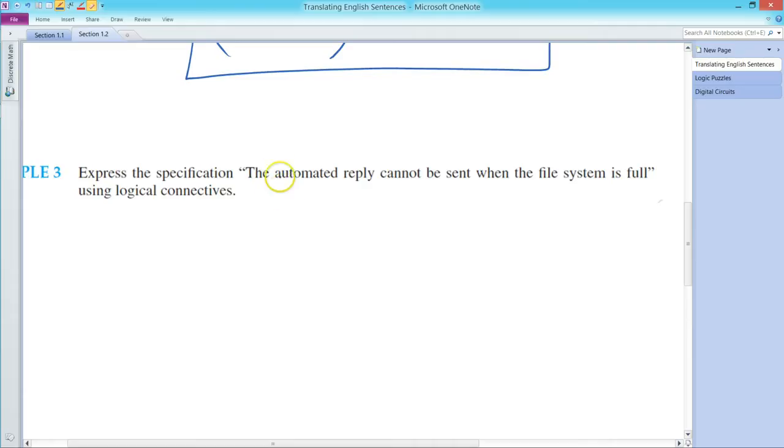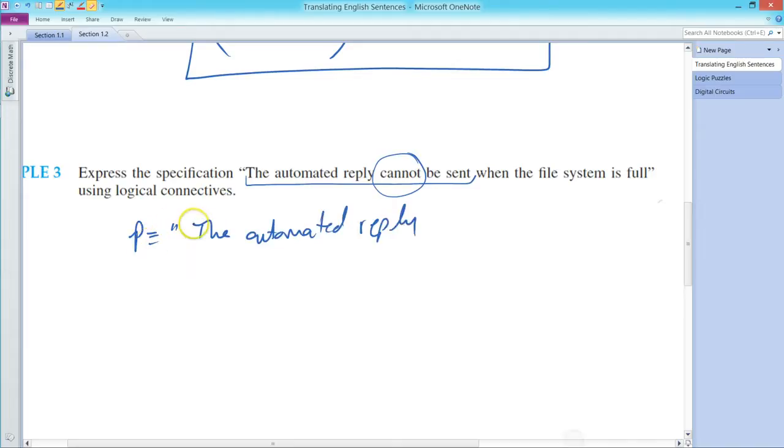Let's see how we can translate that into a logical expression. Over here, it's the same. We're going to do the same thing. We're going to look at some components. So here we have the automated reply cannot be sent, so we can come up with a component. We're going to ignore the not over here, so we can represent P to be the automated reply can be sent.